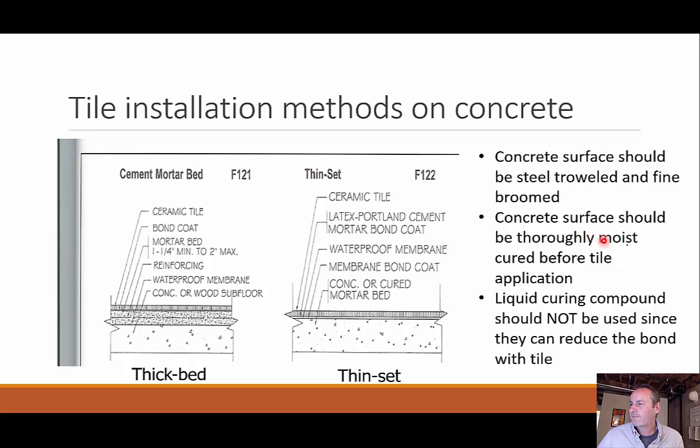Concrete surface should be thoroughly moist cured before tile application. So that means it should be totally set up. It's not going through the curing process, and it's a strong, durable concrete surface. It's not going to have the top layer fall off or anything. Liquid curing compound should not be used since they can reduce the bond with tile. When we talked about the curing of your concrete, there was one process where you could put a liquid on top that would seal in that moisture. That's not something you should do if you're going to put tile over the top of it.